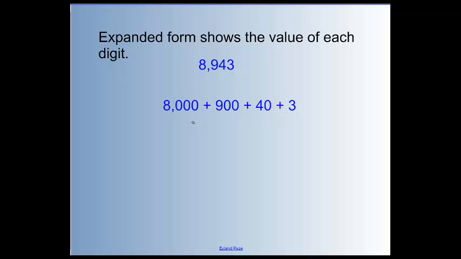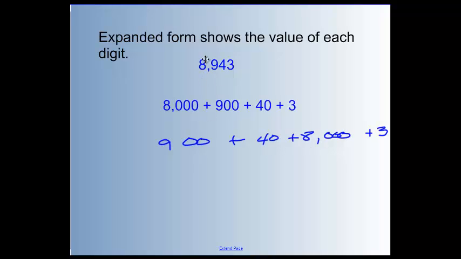8,943. Sometimes, not always, but sometimes expanded form you can say each place and it says the number that you would write in standard form. Occasionally they will mix up these numbers. For example, you may end up having a number written as 900 would be first, plus 40, plus 8,000, plus 3. Well, the key to that is to put them back in order.